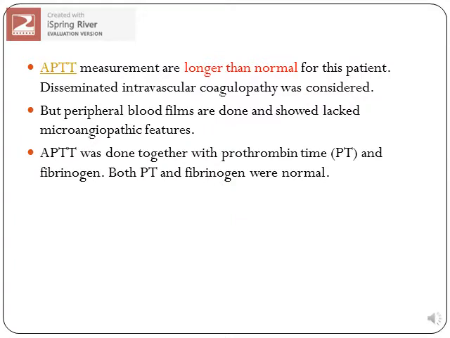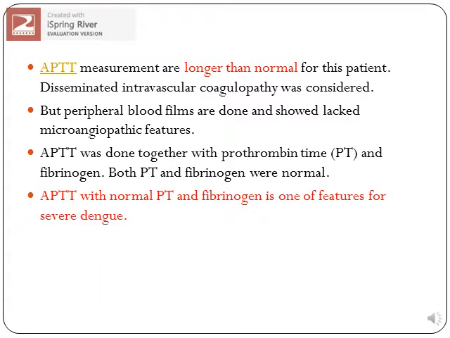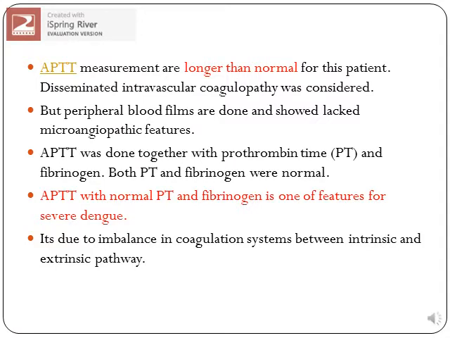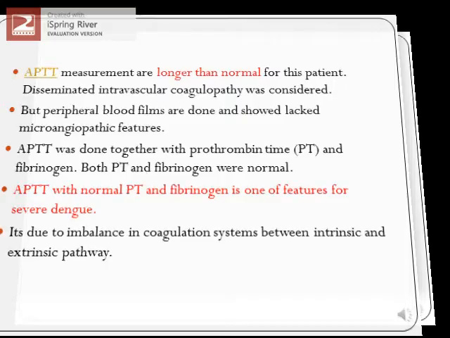APTT was done together with prothrombin time (PT) and also with fibrinogen. Both prothrombin time and fibrinogen results were normal. Prolonged APTT with normal prothrombin time and fibrinogen is one of the features of severe dengue. It is due to an imbalance in coagulation.